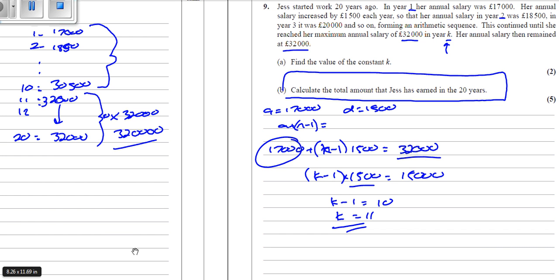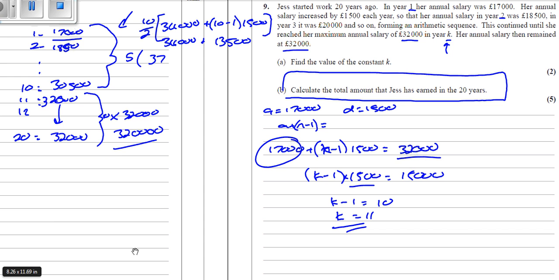And then we've got to work out the sum of this series. So the sum of that is going to be, that's 10 years, so that's going to be 10 over 2 lots of 2a, so 2a is going to be 34,000, plus n minus 1, that's going to be 10 minus 1, lots of the common difference, which is 1,500. So that's going to be 5 times 9 times 1,500, which is going to be 13,500. So that's 34,000 plus 13,500, so 5 times 37,500.